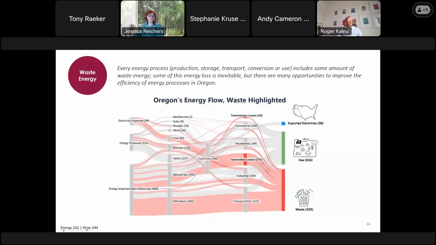Waste energy can be described as the unused portion of energy, or energy required to get to a final work product in a system or a process. In Oregon's energy system flow diagram, waste energy makes up about 54% of all energy produced or imported in the state. Some of this is unavoidable energy loss.